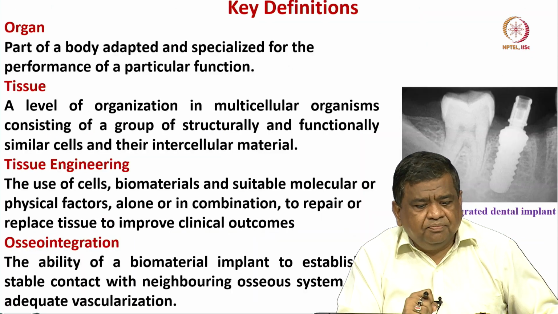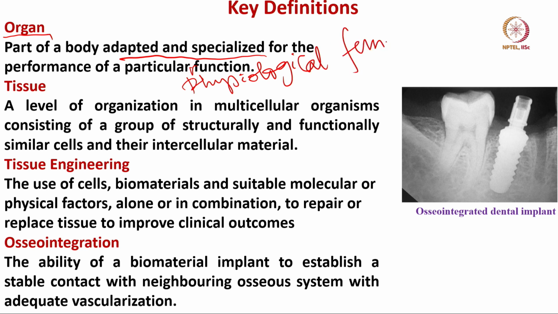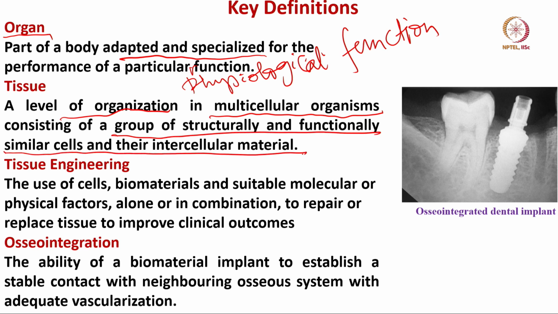Now, coming back to the key definitions of this biological system, for example, organ. Organ is a part of a body adapted and specialized for the performance of a particular physiological function. Tissue is a level of organization in multicellular organisms consisting of a group of structurally and functionally similar cells and their intercellular material. That means, tissue always contains structurally and functionally similar cells.